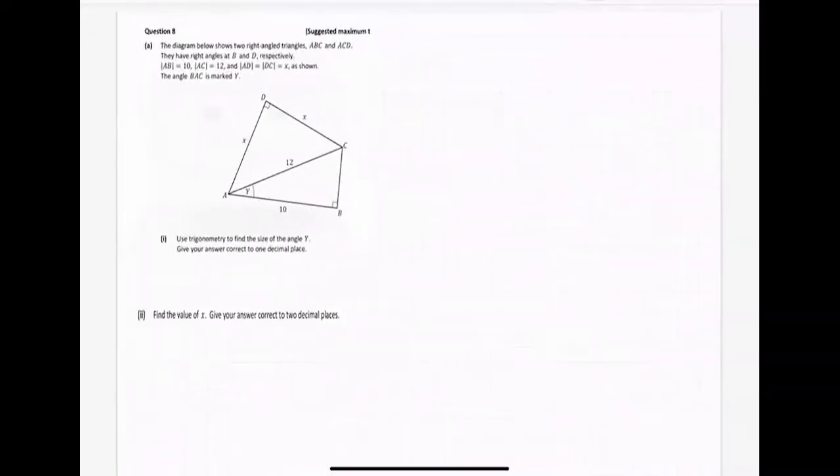Right, so the diagram below shows two right-angled triangles, ABC and ACD. They have right angles at B and D respectively. AB is 10, AC is 12, AD is equal to DC.